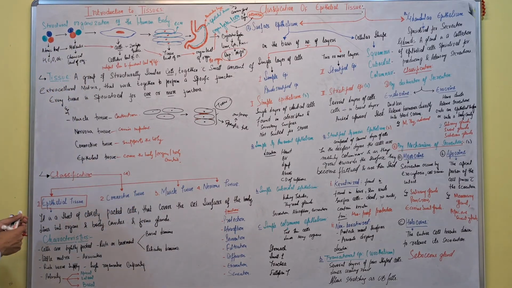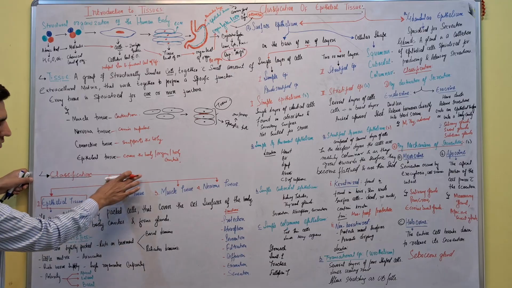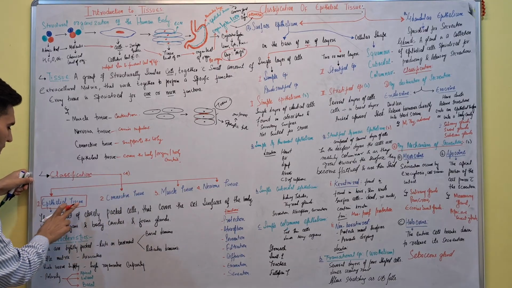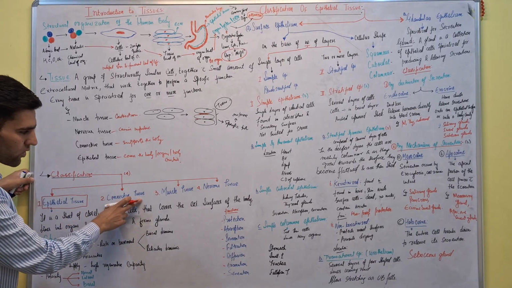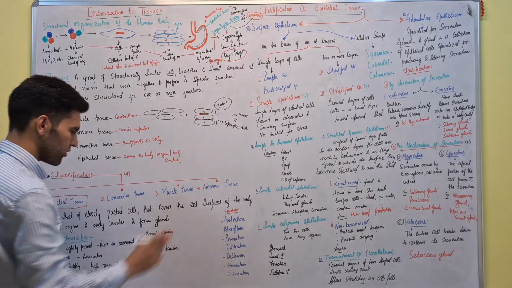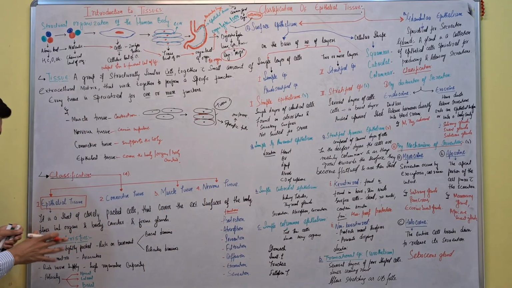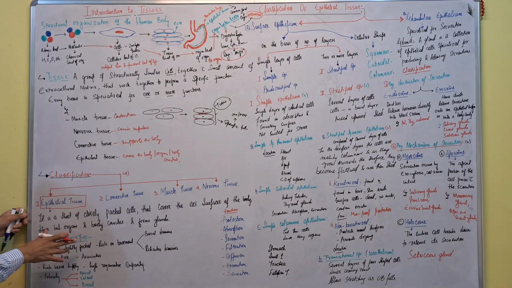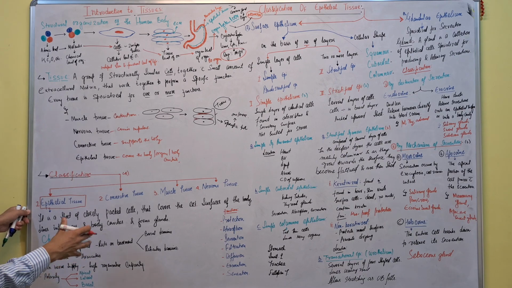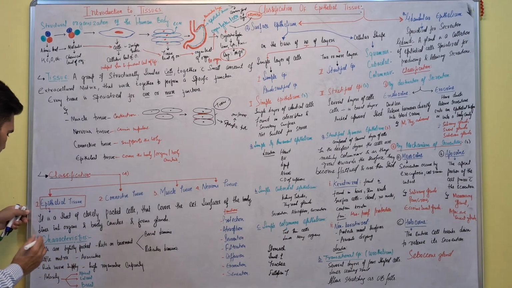Now coming to the classification of tissues. In classification we have four major types: epithelial tissue, connective tissue, muscle tissue, and nervous tissue. In today's lecture we are going to focus on epithelial tissue: what epithelial tissue is, what are its characteristics, and what is the classification of epithelial tissue.